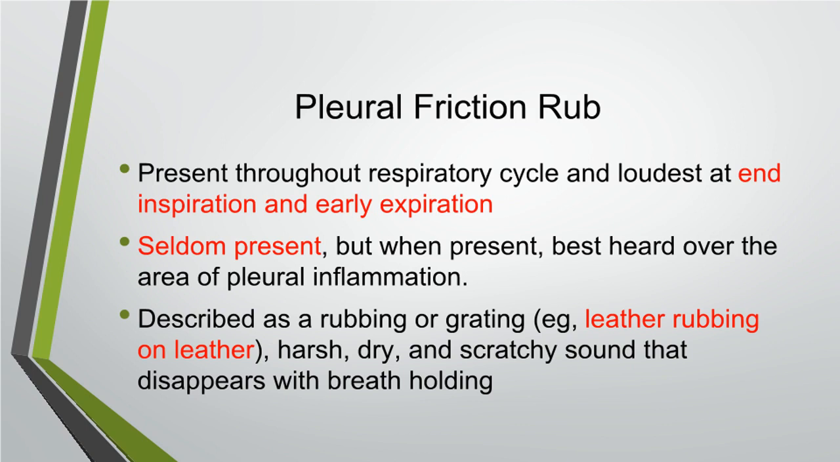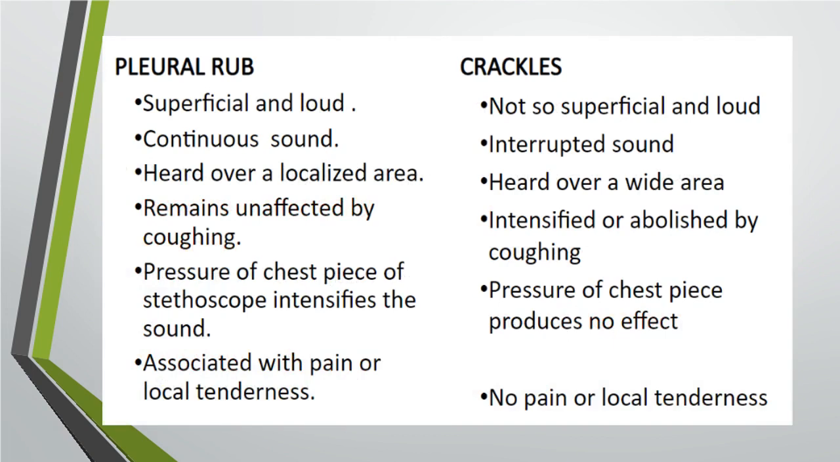Asymmetric expansion of thoracic cage, with lagging expansion on the affected side is known as Hoover sign. To differentiate between pleural rub and crepitations, we apply pressure on chest piece of stethoscope over the chest area. Increase in the adventitious sound is associated with pleural rub.